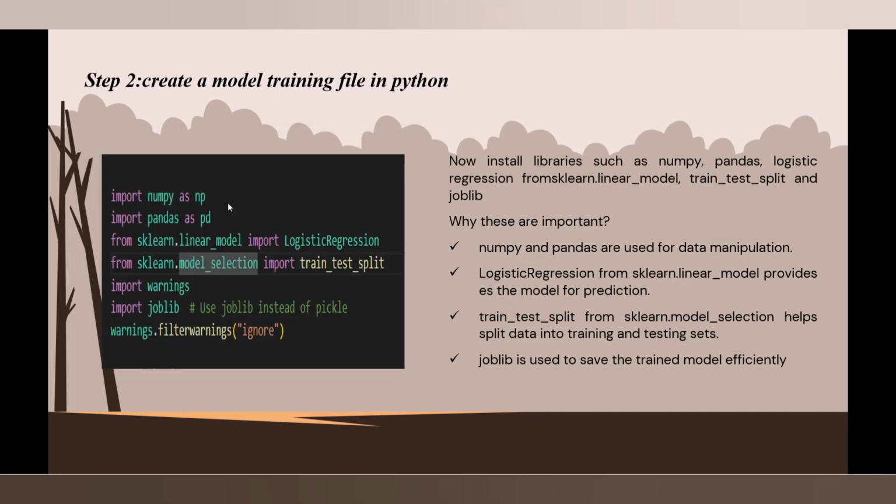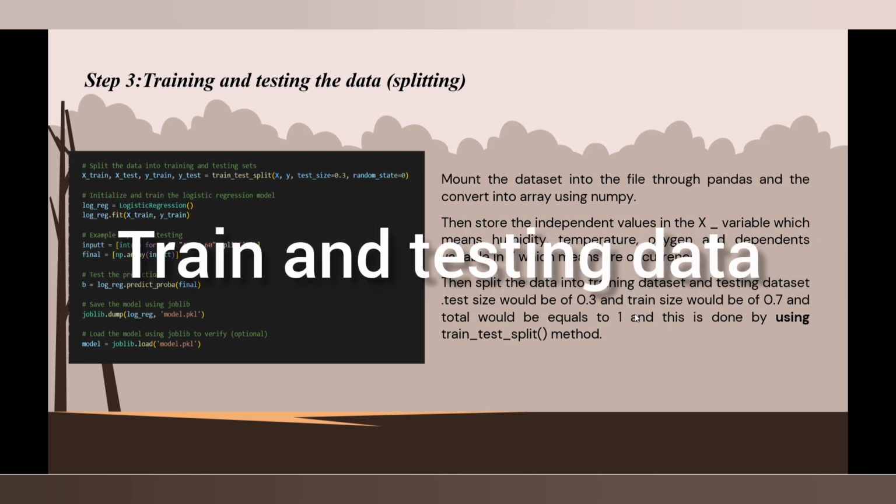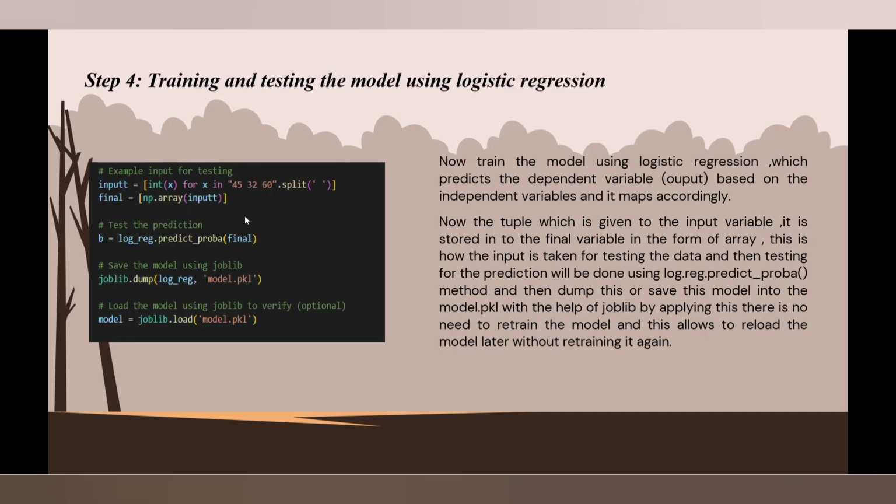These are the libraries that we have used: NumPy, Pandas, sklearn, and linear model. By this, LogisticRegression will be imported, and train_test_split will be imported from sklearn model selection, and we also use joblib instead of pickle. Then this is the training and testing data splitting. Here we train and test the data, and the data is split into two parts: the train size is 0.7 and the test size is 0.3, and they must sum to 1. We split the data using the train_test_split method, and then we test the data by taking the input. After predicting the final output, the model is saved, dumped into the model.pickle file using joblib.